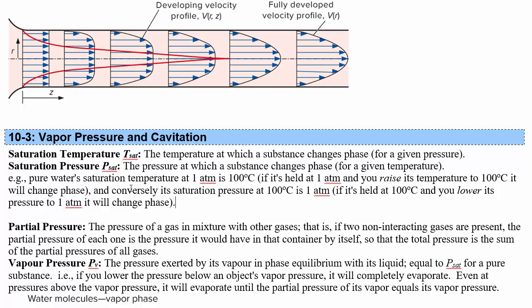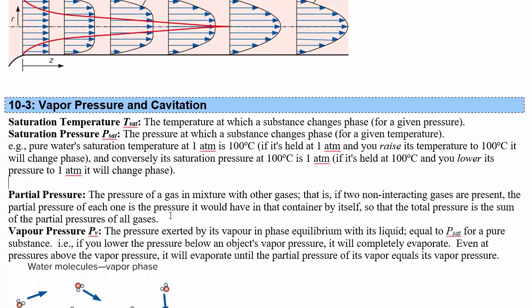Now, saturation pressure is the other way of looking at it. So you'd say the saturation pressure of water at 100 degrees is 1 atmosphere. And this means the same thing. This means that if you were to lower the pressure below 1 atmosphere for water at 100 degrees, the water would evaporate. Water is going to saturate the space around it to 1 atmosphere, to its saturation pressure at 100 degrees.